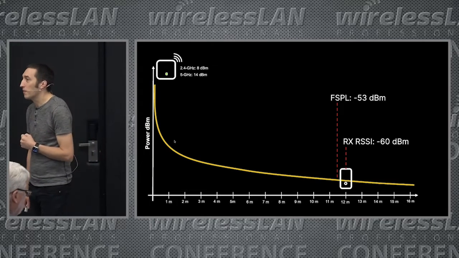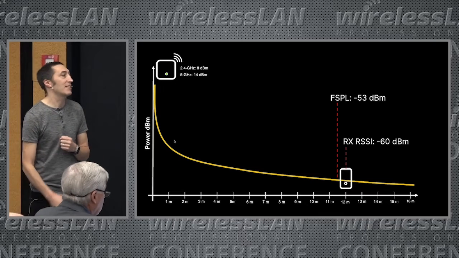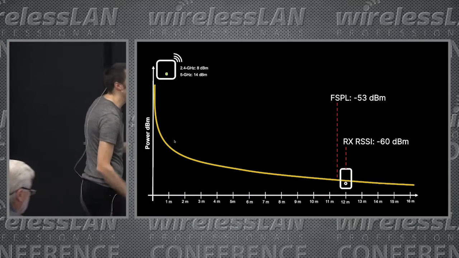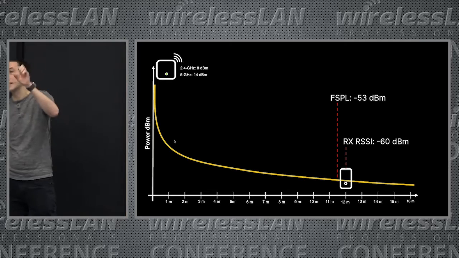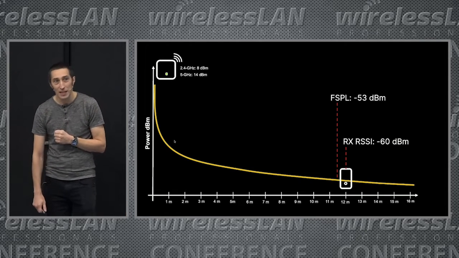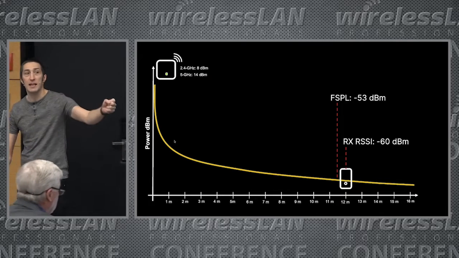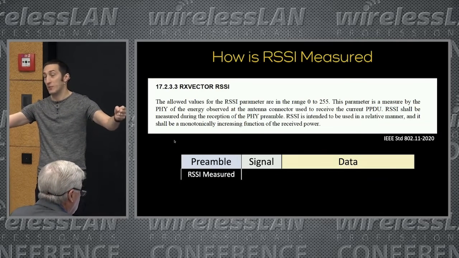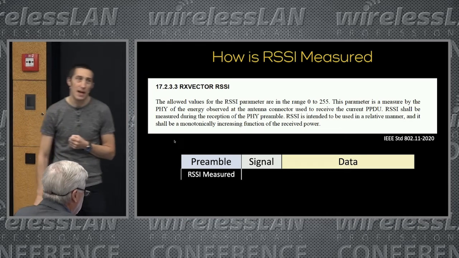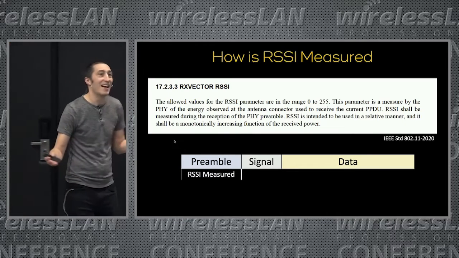So how does a device measure RSSI? Well, if we look at the 802.11 standard, and I've got a little snippet on the slide here, it says that RSSI is a parameter in the range of 0 to 255. That's what it is. It's a value in the range of 0 to 255. So it's an integer, okay?